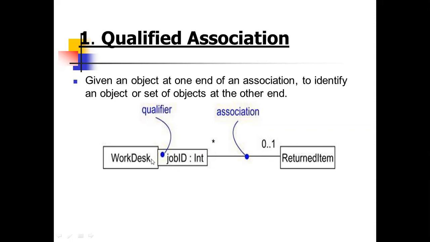For that, the work desk has a job id for a returned item. Like if student is the class, then student has an id, and it is linked to a college. Consider the class name as student, then student id with integer and college. So here student id is a qualifier and the association is for that college.